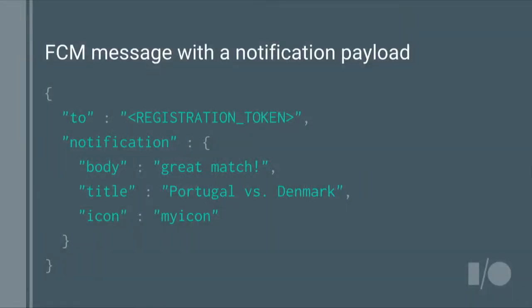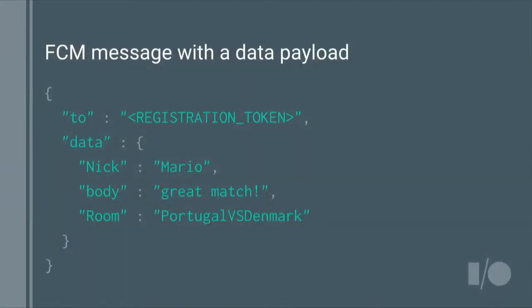FCM messages can include two types of payloads. Here's an example of a JSON-formatted message that will deliver a user-visible notification directly to the stream when received by a Wear device. When the user taps this notification, your app is launched. The second type of payload is a data payload with a set of custom key value pairs. You can include both of these types of payloads in the same message as well.